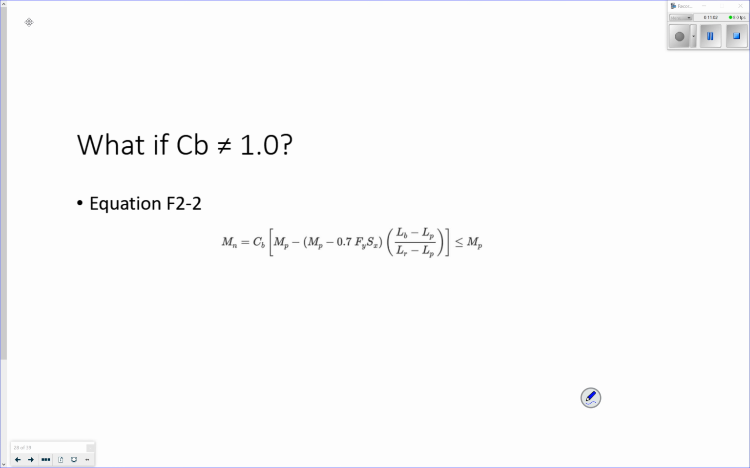So if I don't have a Cb equal to 1, well, I go back and look at my spec for flexure. And this is my equation. That's Chapter J, that's the wrong chapter. Flexure, here we go. Equation F2-2. I have my Cb factor in there, right?